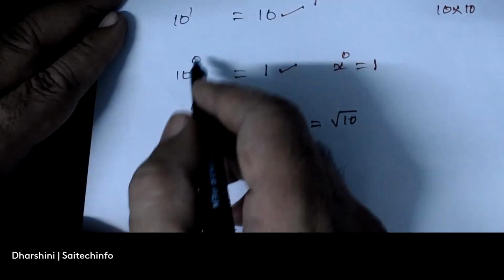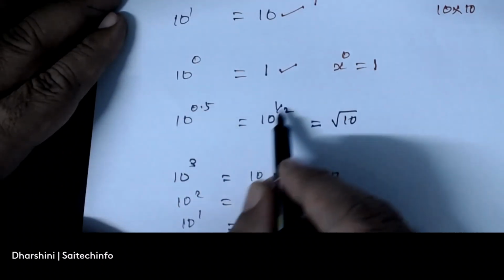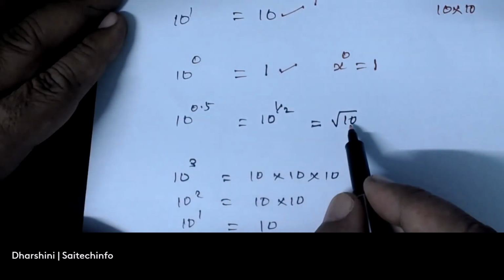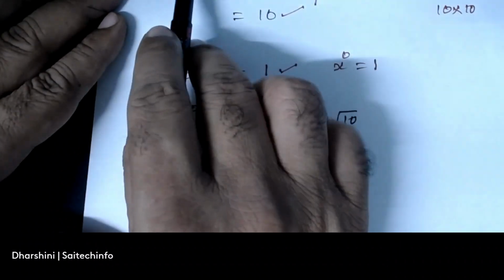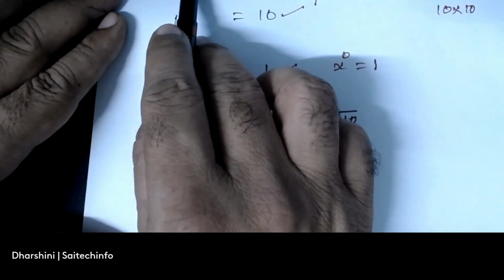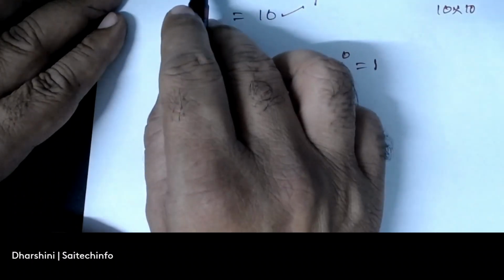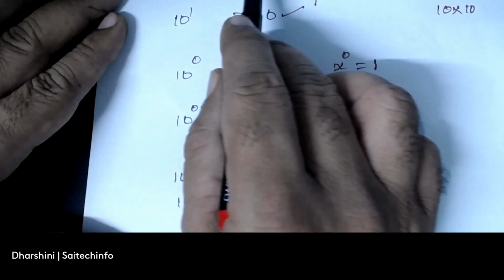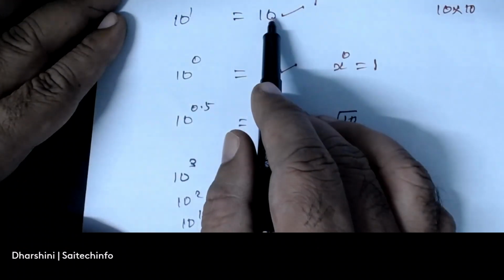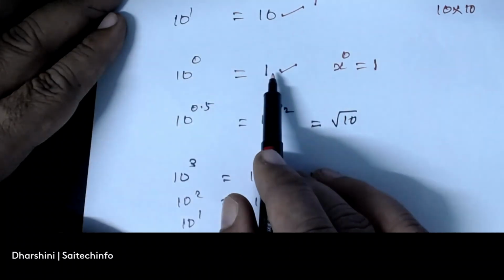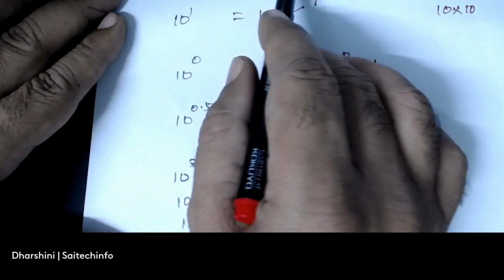Now let us further come down. 10 power 0.5, which is nothing but 10 power half, that is root 10. So in the previous cases, how many times should 10 be multiplied so that we can get 100? It means 2 times you have to multiply, we can get 100. If you take 1 time, 10. If you take 0 times, 1. If you take 3 times, 1000. If you take 4 times, 10,000. Likewise it goes.